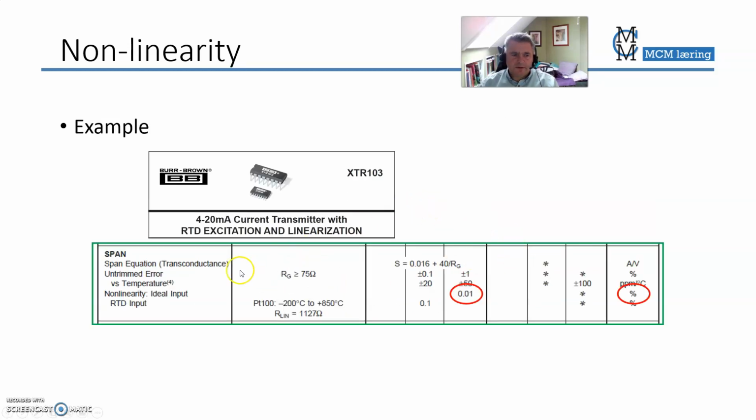An example of nonlinearities is this instrument here. It's a current transmitter with RTD excitation and linearization, and it has a nonlinearity of 0.01 percent. So it's a percent of the full scale of the instrument.